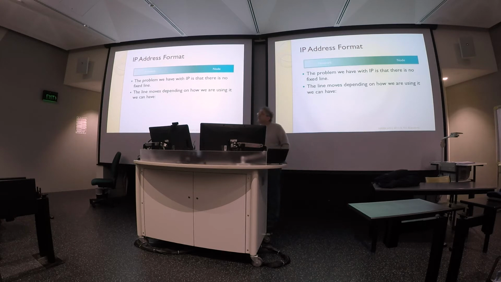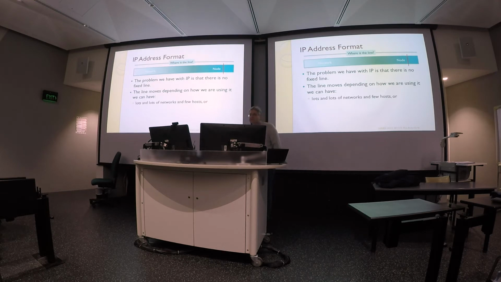The problem with IP, and I shouldn't really call it a problem, because it's a real opportunity, unlike Novell IPX and AppleTalk, the really nice thing about IP is there is no set place to draw that line that separates network numbers from node numbers. We can do it anywhere we like. And basically that line moves depending on how we're using it. So where is that line?